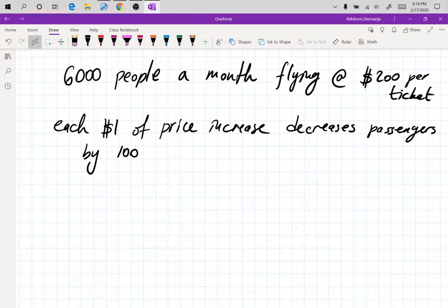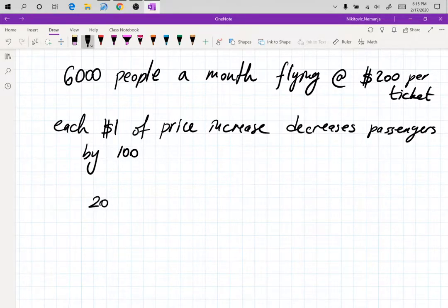This is the information that you get when you are sitting in the airline meeting. I don't care. You're working for United, you're working for Delta, you're working for Virgin. I don't care which company you're working for. This is the info you are getting, and you are supposed to figure out, right, what is the best price for them to set up. So, let's go.